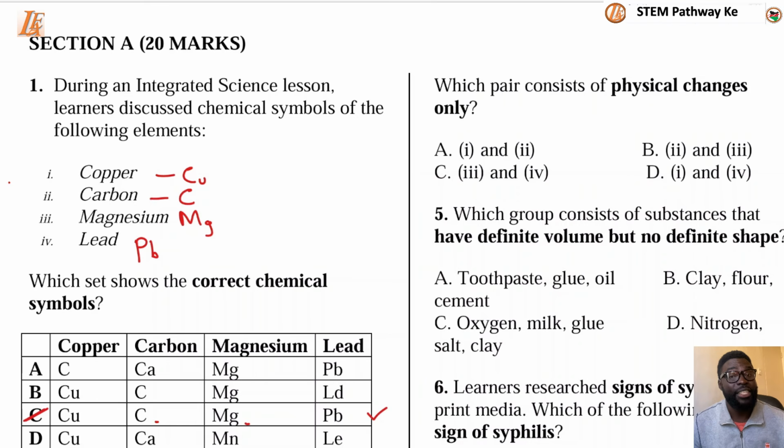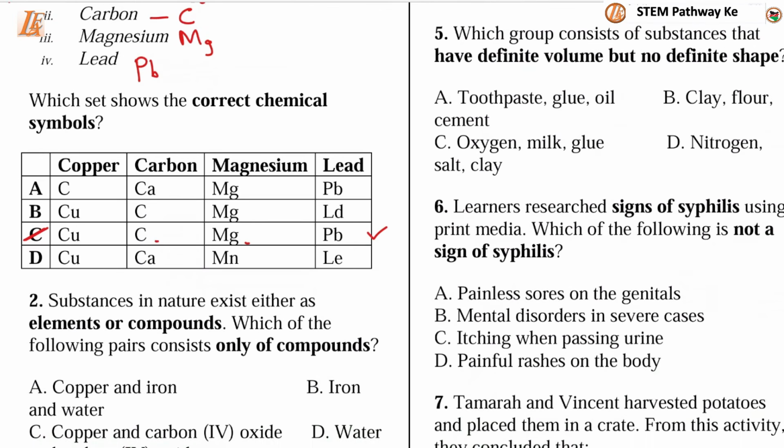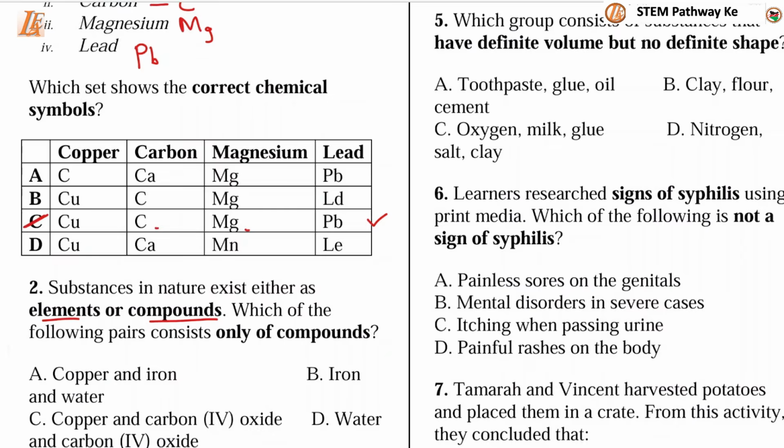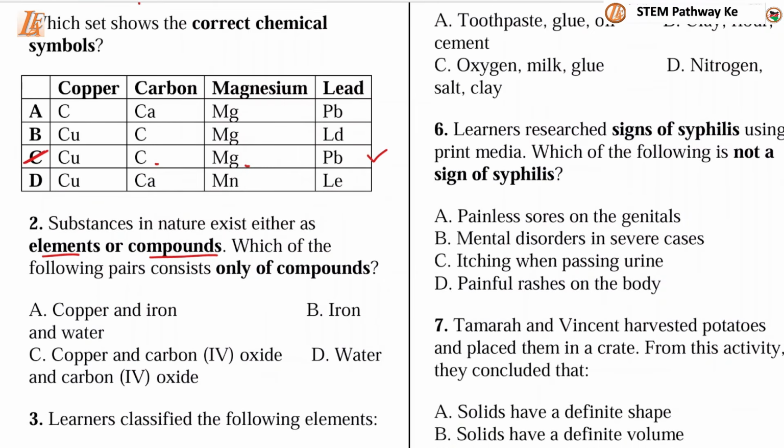Now, let's go to the next question. Substances in nature exist either as elements or compounds. Which of the following pairs consist only of compounds? So in this case, remember, a compound is a substance which is made up of two or more elements which are chemically combined. Let's look at the first one, A.